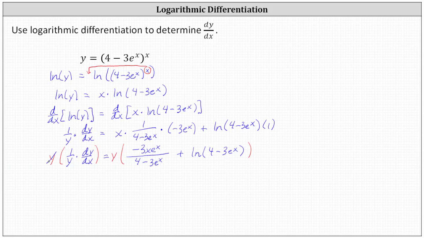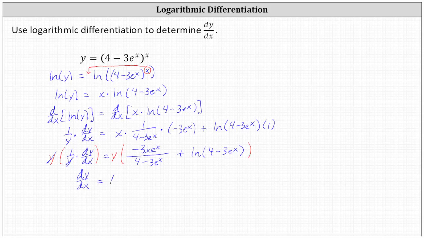On the left side, y divided by y simplifies to 1. We now have dy/dx equals y times the sum inside the parentheses. But because we prefer to have dy/dx in terms of only x, we will now replace y with the quantity 4 minus 3e^x to the power of x.